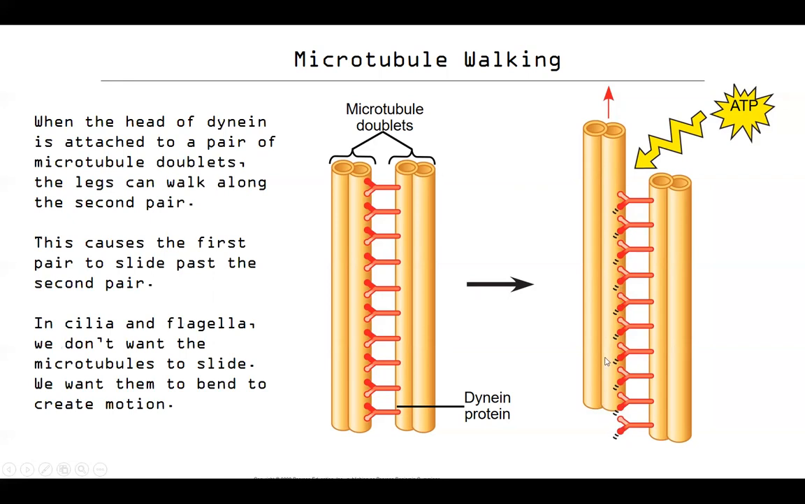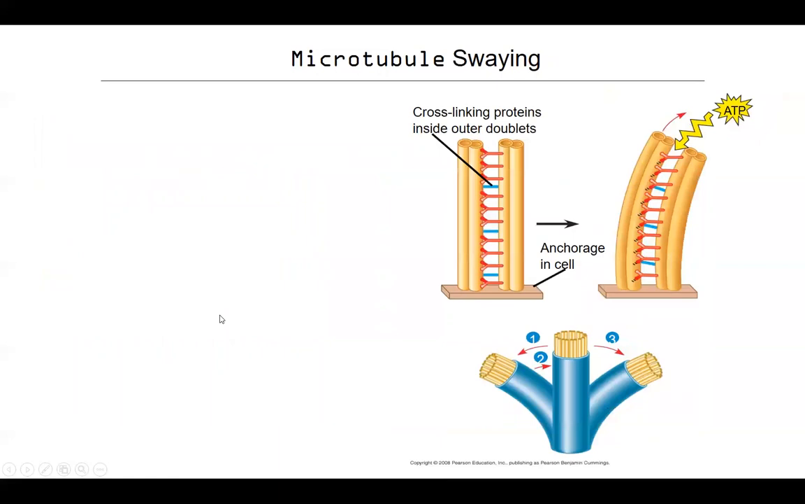But we know that's not the way that cilia and flagella work. We don't want the microtubules to slide past each other. We want them to bend to create motion. So that's where our basal body and other anchorings are going to come in handy.